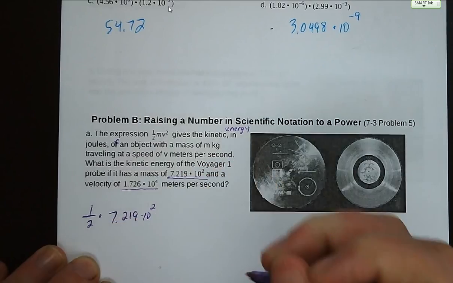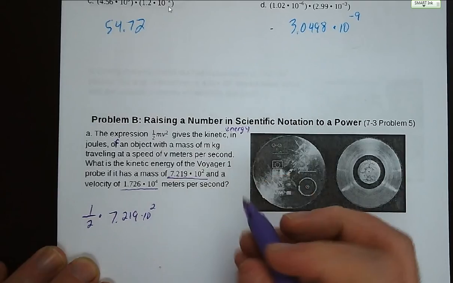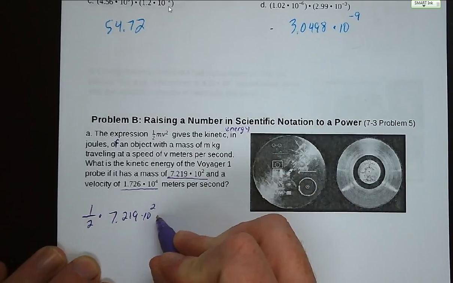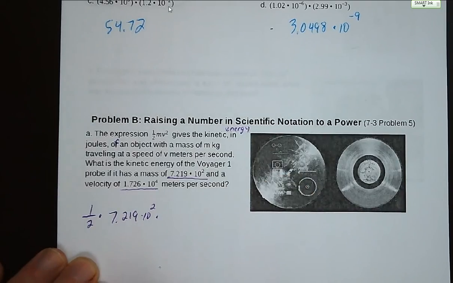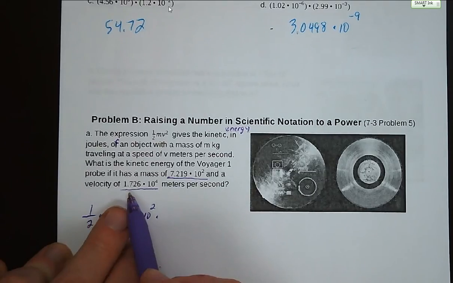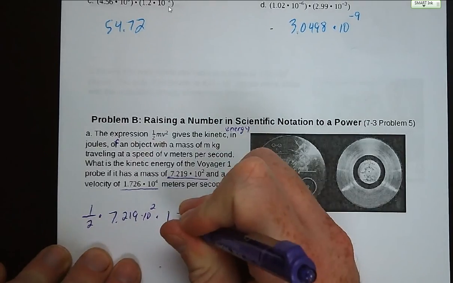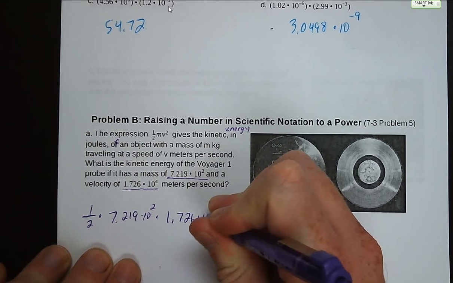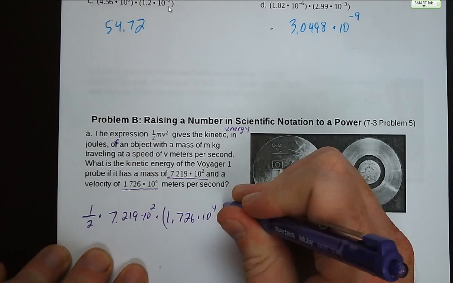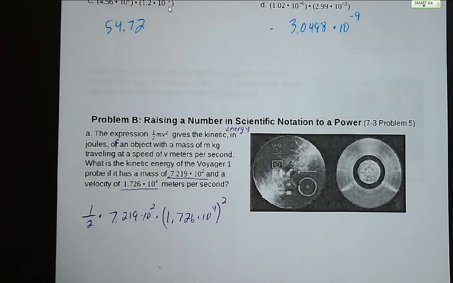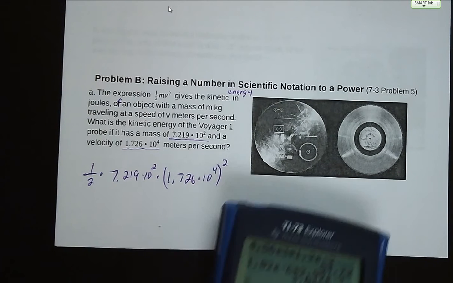And that's in kilograms. And we are multiplying it by our velocity squared. Our velocity is 1.726 times 10 to the fourth meters per second squared. Okay, so now we type all of this into our calculators.